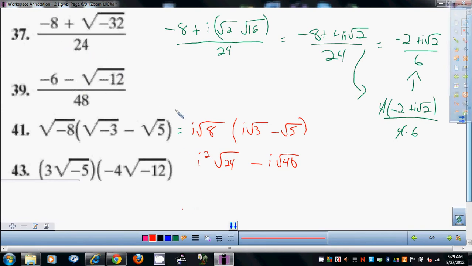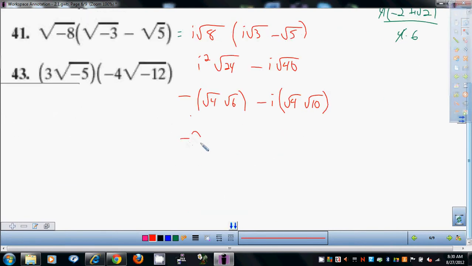What perfect square number goes into 24? 4. Yeah. That becomes i squared, which I'll just leave alone for, well, I'll go ahead and make it negative. Negative square root of 4 times the square root of 6 minus i, and then we can do the same thing over here. Radical 4 times radical 10. Which gives us negative 2i radical 6 minus 2i radical 10.